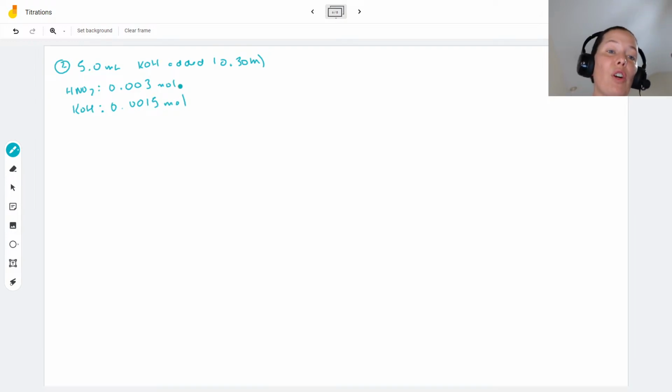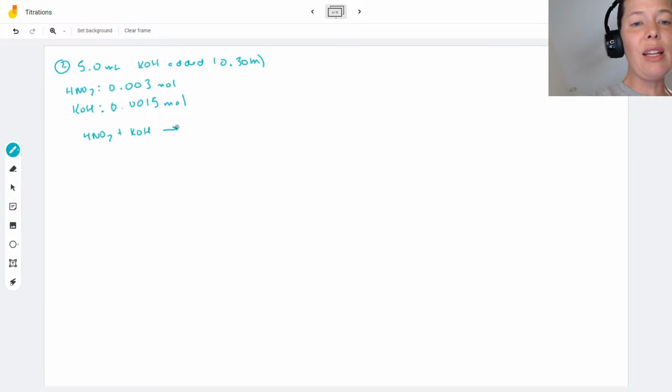And what I need to do first is a stoichiometry problem. Because I've added a strong base to this solution, that strong base is going to force the reaction forward until there's no more base left. So my first reaction is going to be my nitrous acid plus my potassium hydroxide. It is going to go forward, and I am going to form potassium nitrite and water. So again, this is my quasi-ice table. I have 0.003 moles here and 0.0015 moles for my base.